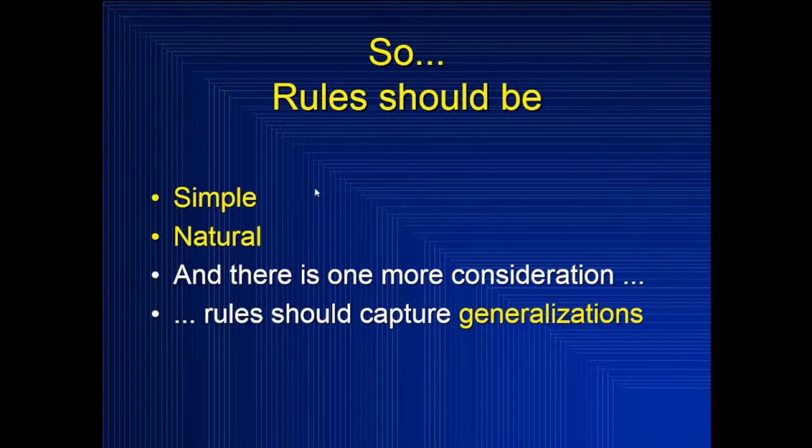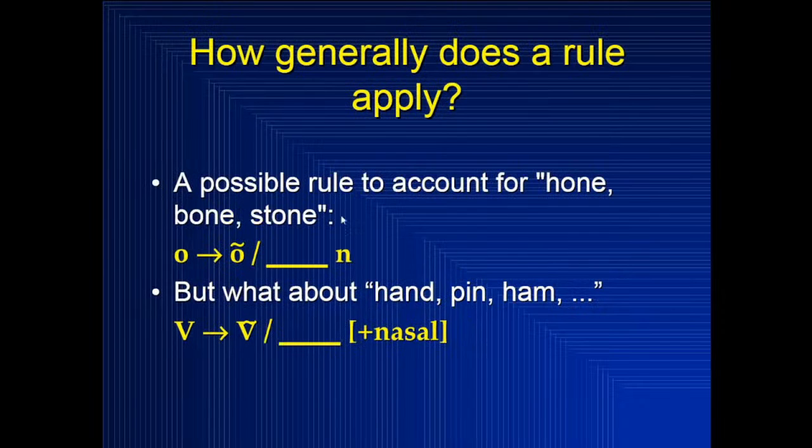So, in general, rules should be simple, natural. And there is one more consideration. Rules should capture generalizations. For a rule to be considered a real rule, it should be general. How generally does a rule apply? A possible rule to account for hone, bone, stone: this O becomes nasalized after N. But what about hand, pin, ham?